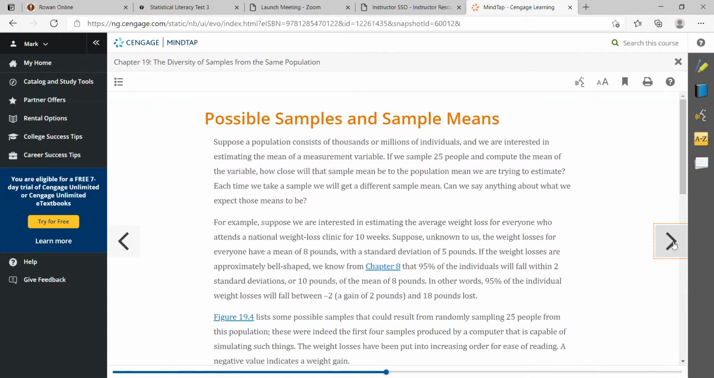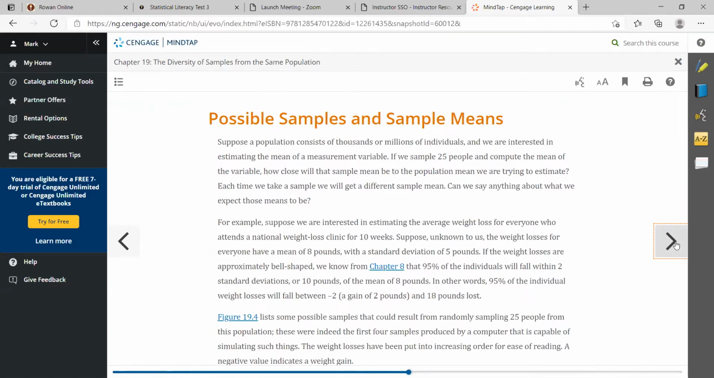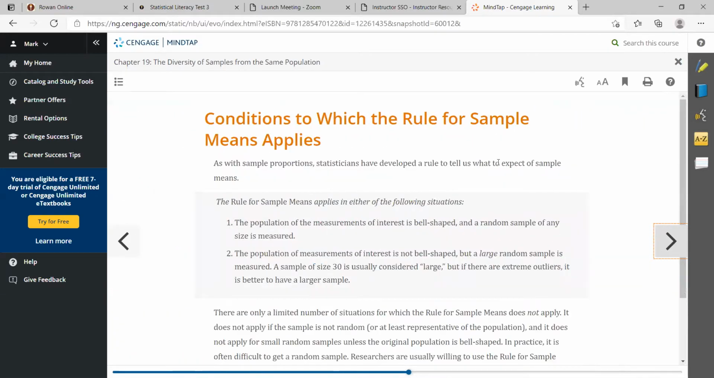All right. So when we deal with means, we're dealing with measurements, things that we measure, such as weight, as opposed to counting things, as we do with proportions. And there is a rule for sample means. Okay. Now the rule for sample means, again, let's read through this. Again, this is in this chapter 19, so I want you to pay attention to this also.